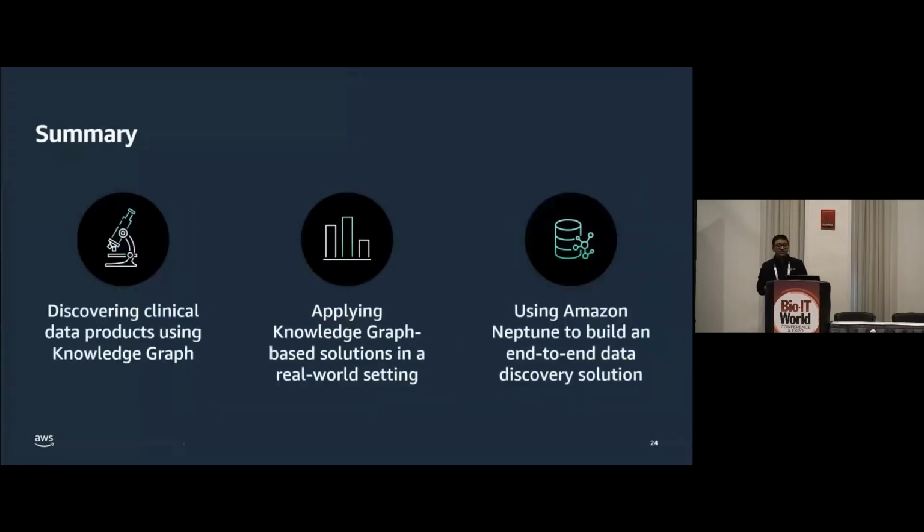So what we have covered over here is, again, how you can discover clinical data products using a knowledge graph. Abhishek talked about how they are using knowledge graphs in a real world setting. And then I mentioned how you can use Neptune to build that end-to-end knowledge graph.